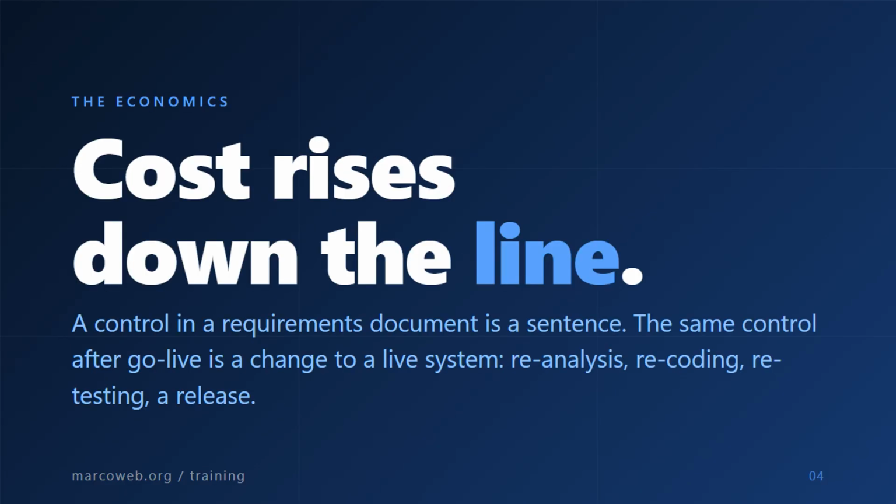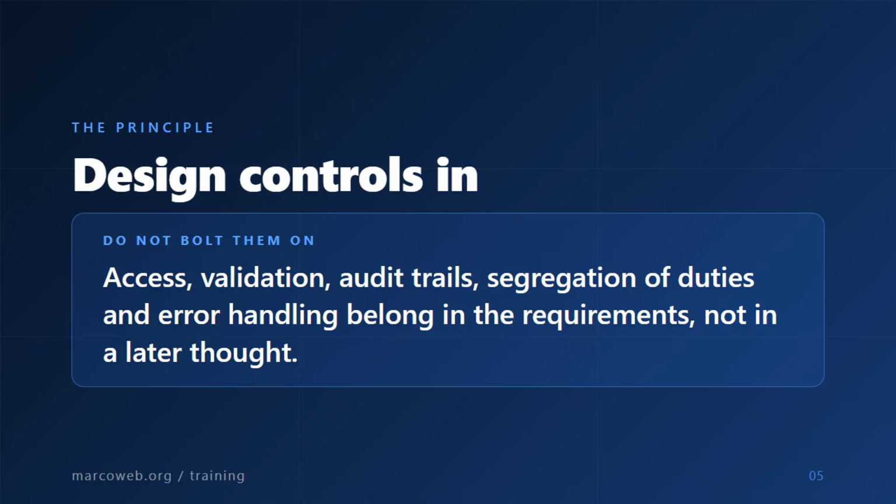Now the economics. The cost of changing a system rises steeply as it moves down the life cycle. A control described in a requirements document is a sentence. The same control added after go-live is a change to a live system: reanalysis, recoding, retesting, and a release. It can cost many times more. So the principle the exam rewards is this: design controls in, do not bolt them on. When a system is specified, its access controls, input validation, audit trails, segregation of duties and error handling should be part of the requirements, not a later thought.